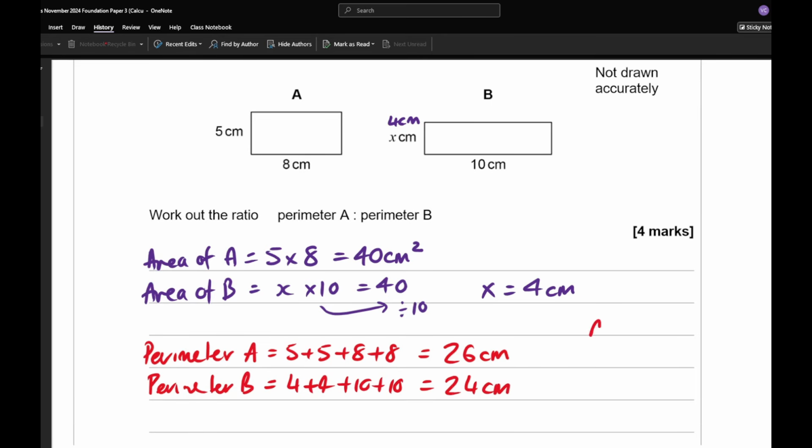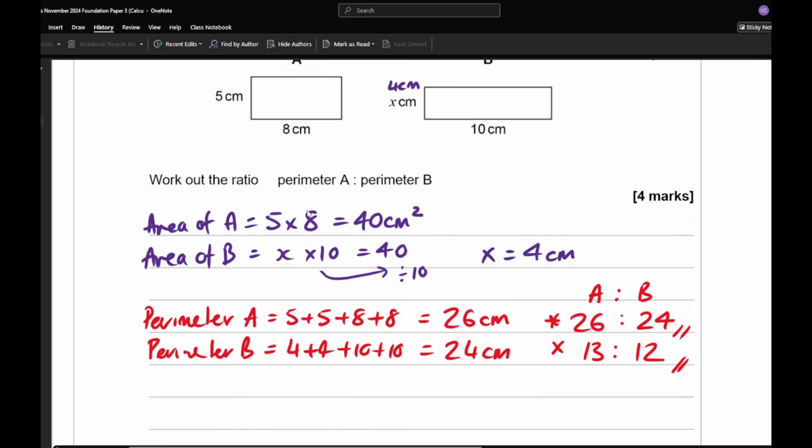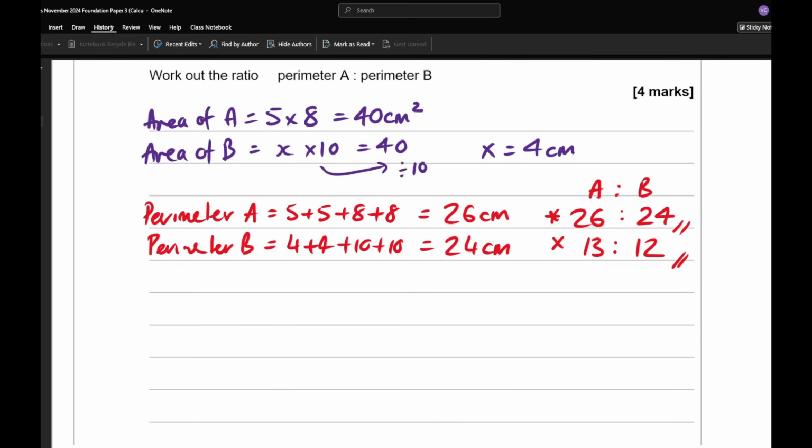So writing the perimeter of A to B is going to be 26 to 24, and I can simplify that as 13 to 12. Any of those particular answers would be absolutely fine for the full marks. Now the question doesn't say simplify, but I personally would, so I would opt for 13 over 12 as my final answer.